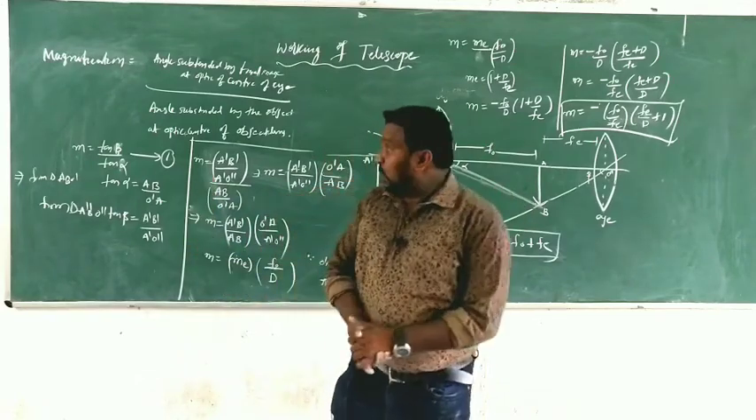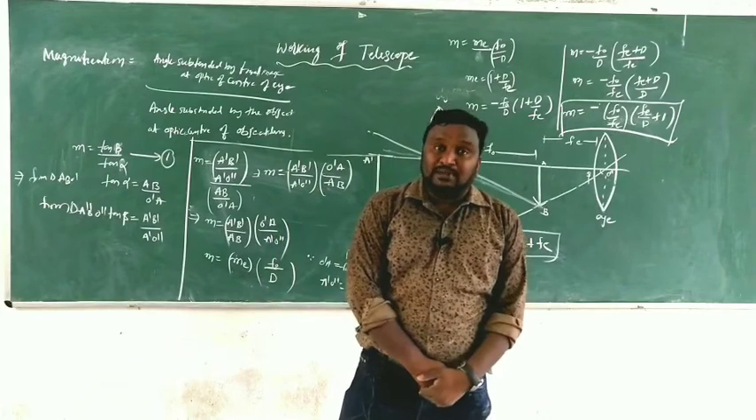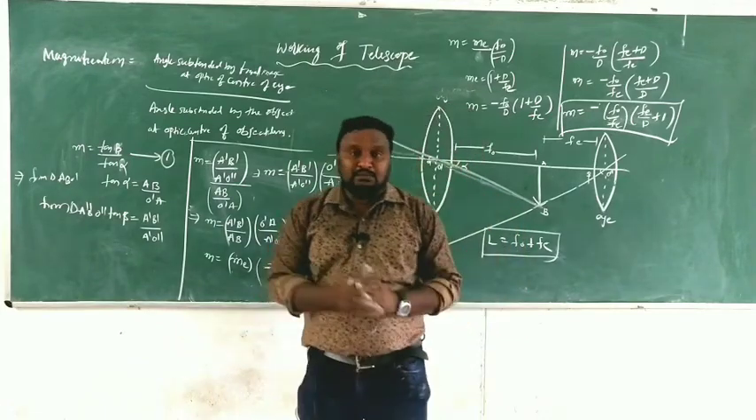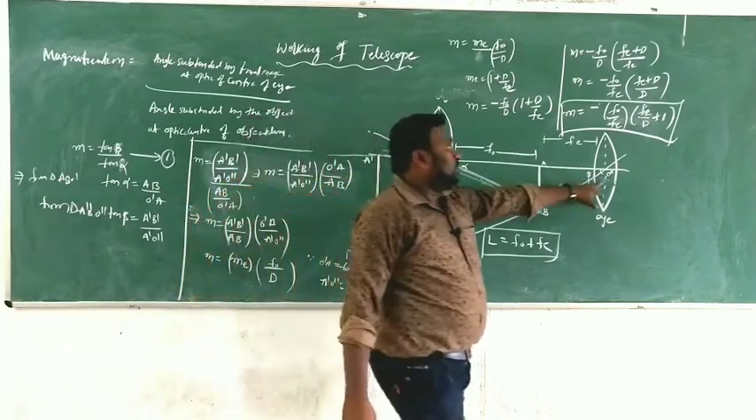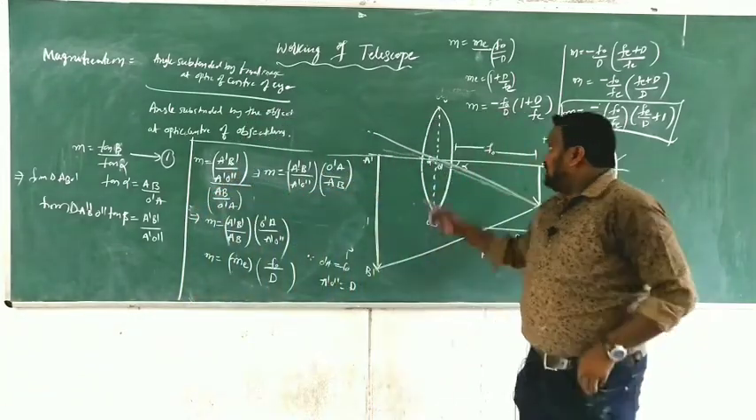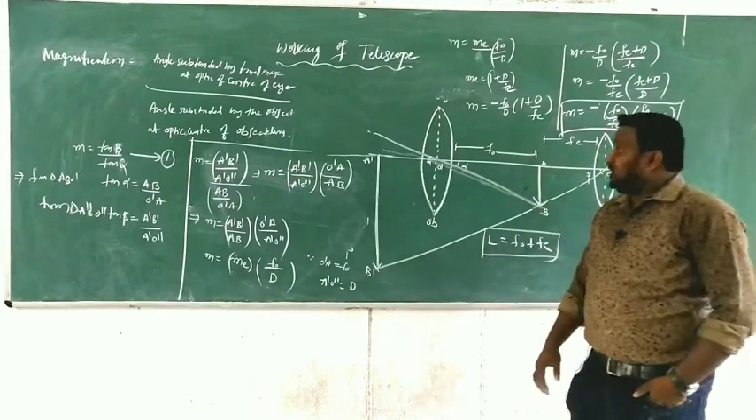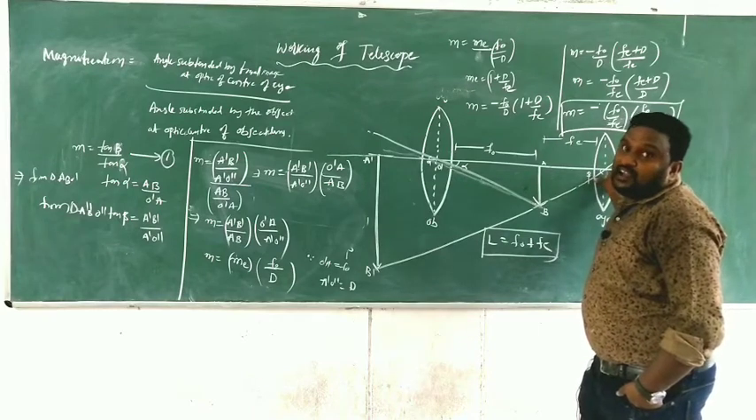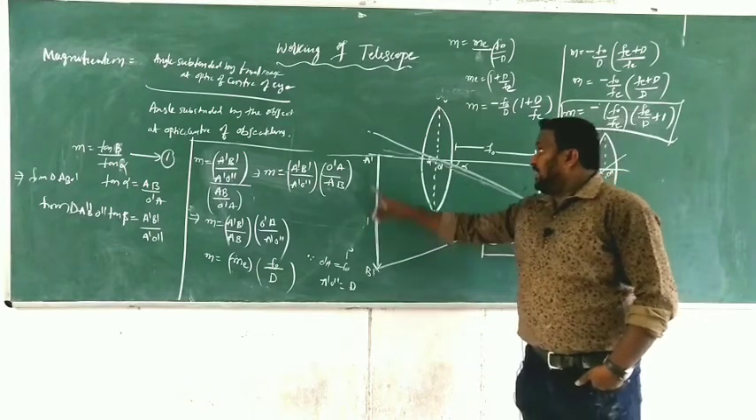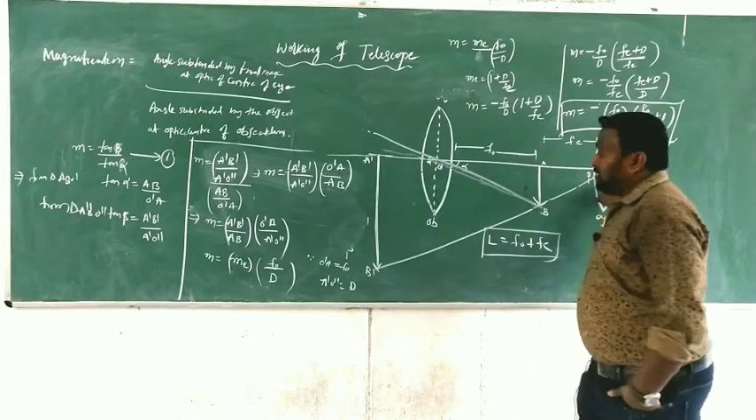Clear children? So after that we have a formula. M is equal to tan beta by tan alpha. Here tan beta, we have in the triangle A dash B dash O double dash. This is the triangle A dash B dash O double dash. And from that, tan beta is opposite side by adjacent side. So here A dash B dash by A dash O double dash.